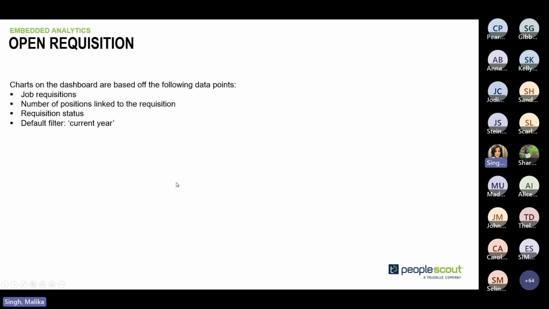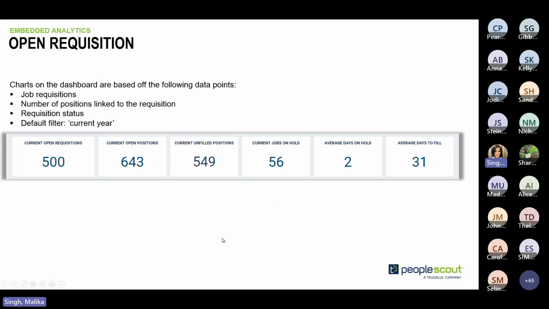Now, what's the data behind these charts? Open requisition relies on the number of job requisitions you have open within the organization, the number of positions linked to those requisitions, the requisition status, and it has a default filter of current year, which you can amend later. When we get into the live demonstration, I will take you through the calculation behind each of these key metrics. But this is the dashboard where we capture the average days to fill, average days to hold, and some other important operational metrics.